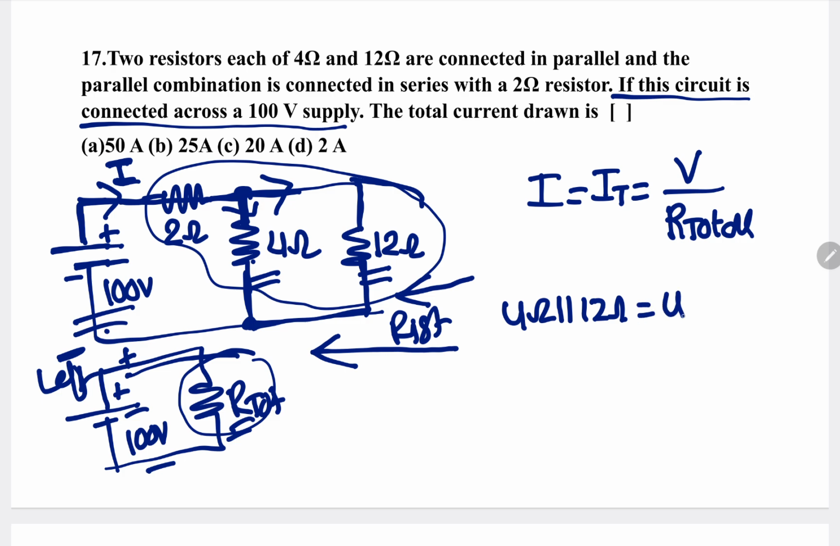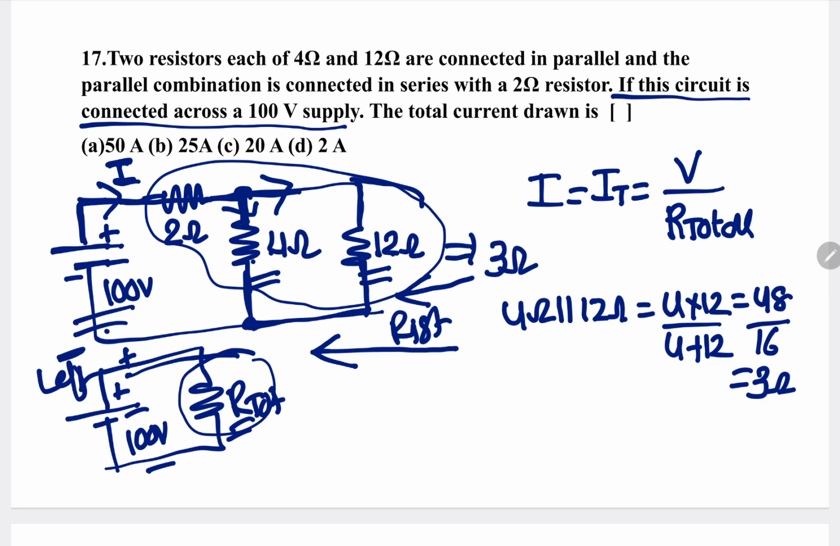That is equal to 4 into 12 divided by 4 plus 12. 4 into 12 is 48, and 48 by 16 is 3 ohm. So the 4 ohm and 12 ohm are replaced with 3 ohm.